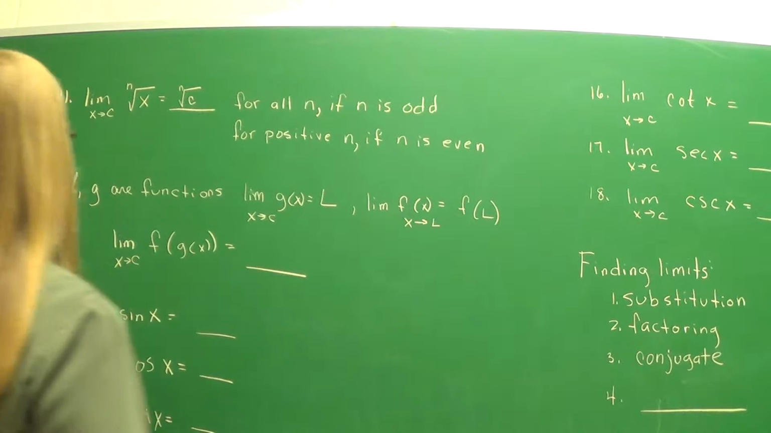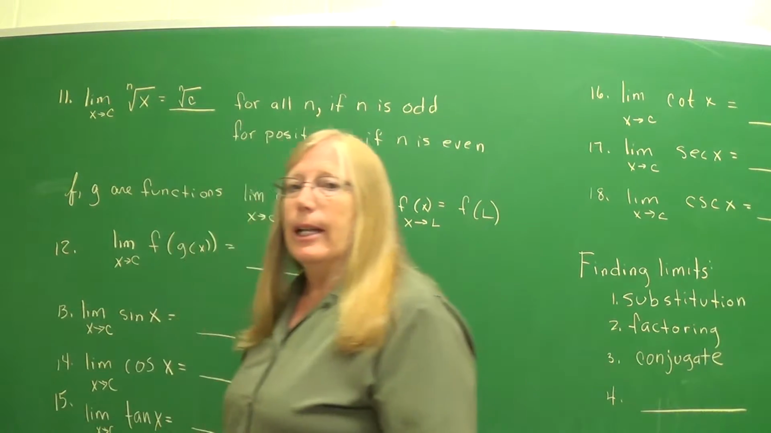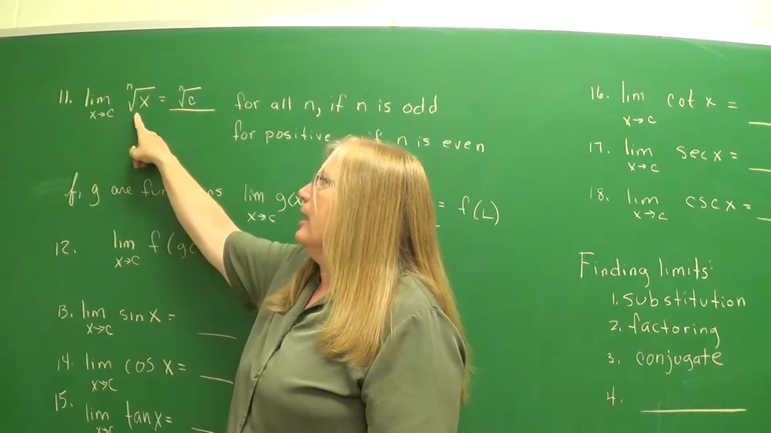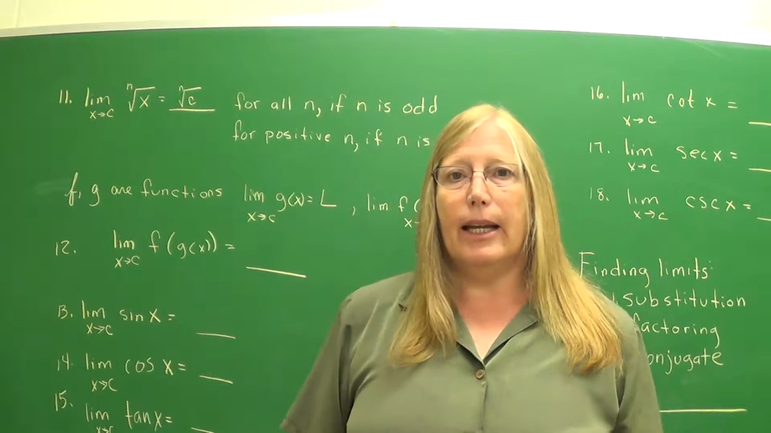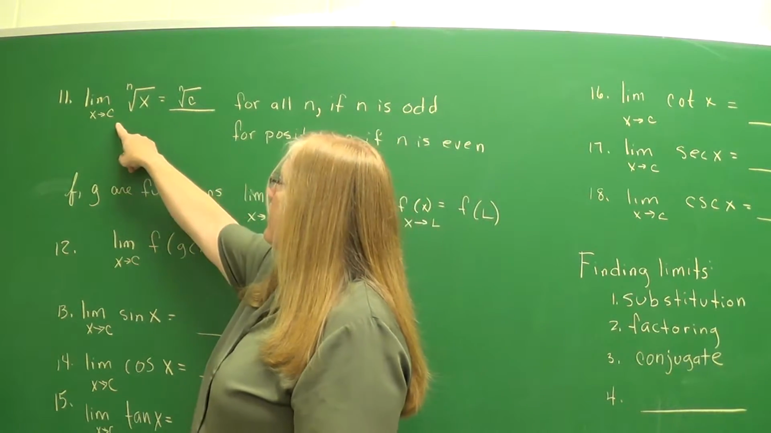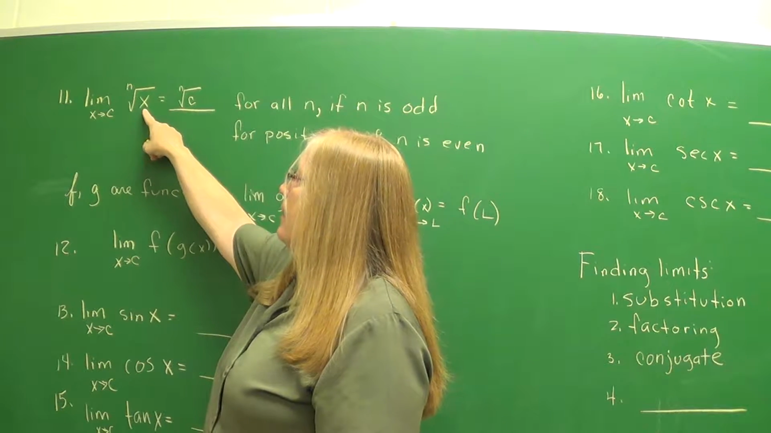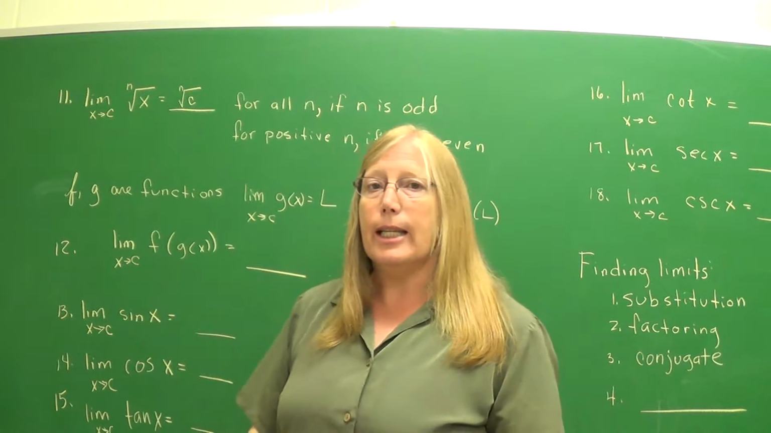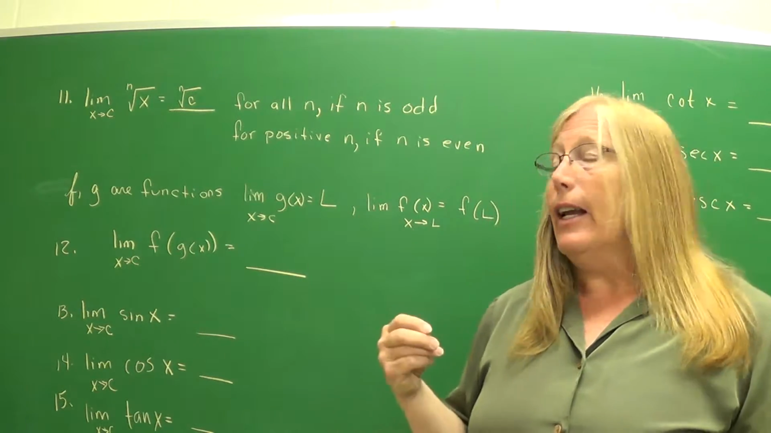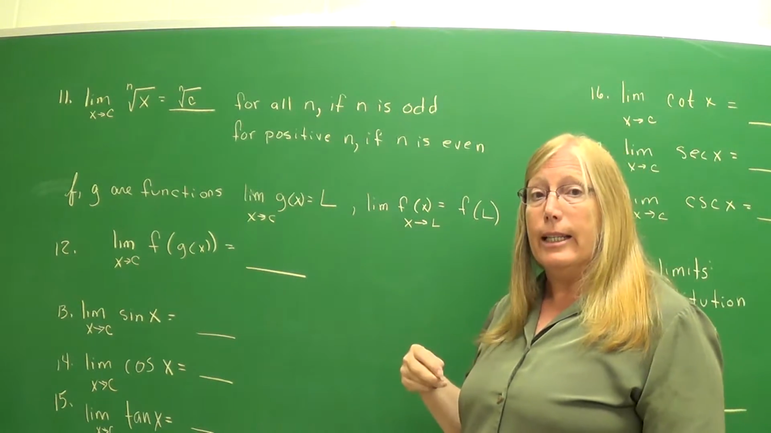Okay, here we go again. Principle number 11 is looking at the limit as x approaches c of the nth root of x. And as we've seen previously, we're just approaching c, so we can plug in c for x and get the nth root of c. However, I've added a qualifier. This is different when n is odd and when n is even.